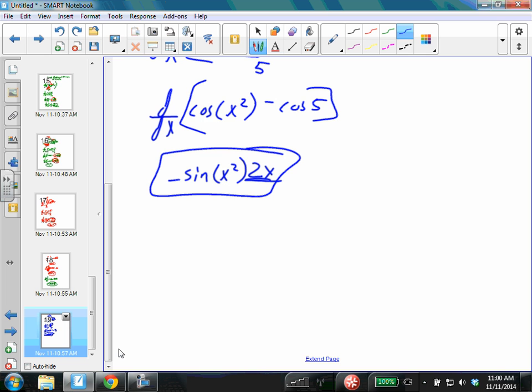The chain rule. That's exactly right. Because the x squared is on the inside, we're going to have to use the chain rule. And now when we use the chain rule, we get this 2x on the outside because it is the derivative of what? X squared. Okay?